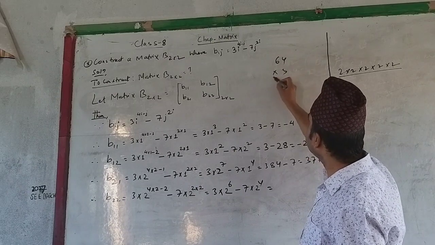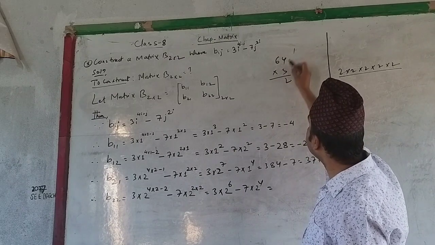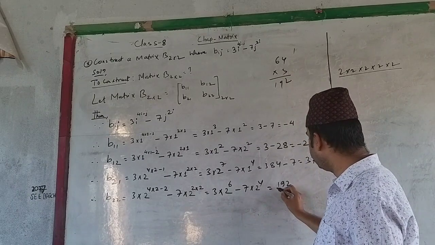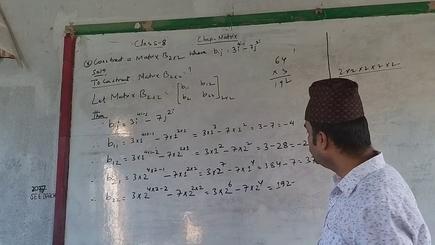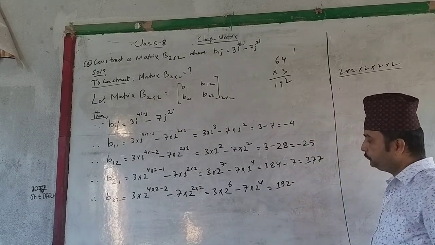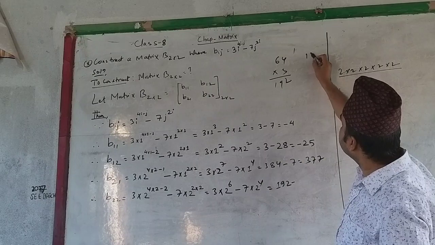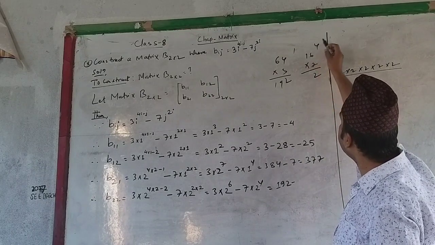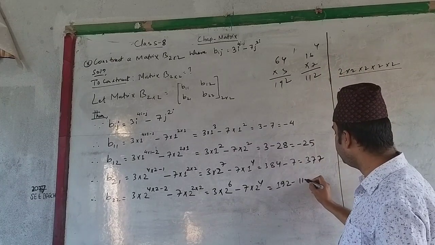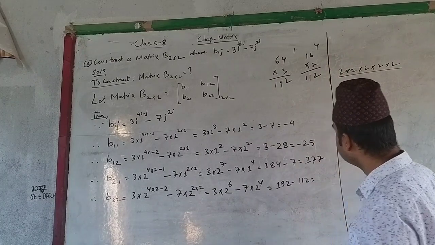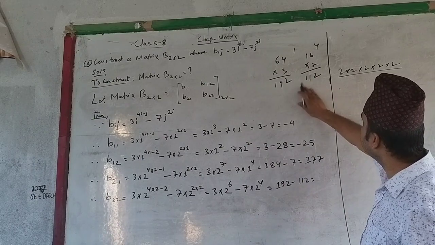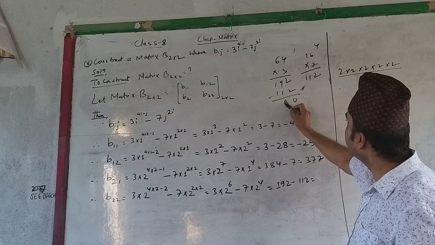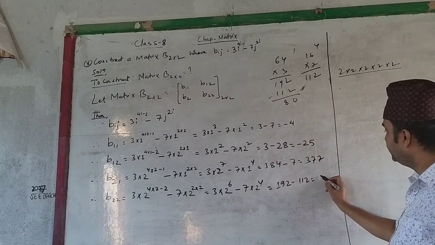64 times 3. 3 fours are 12, 3 sixes are 18, so 192. The result is 192 minus, this is 2 to the power 4. 2 to the power 4 is 16. And 16 times how much? It is 7. 7 sixes are 42 and it is 112. So how much is the answer? 192 minus 112 is 80. So the answer here is 80.